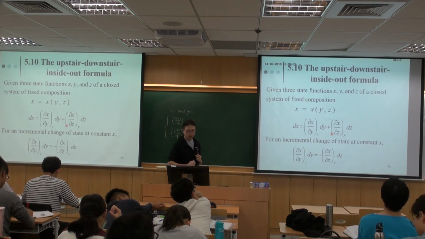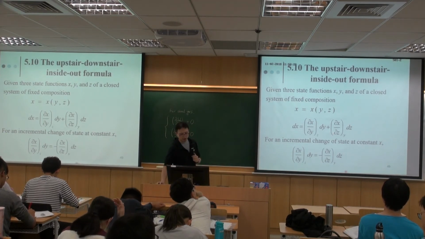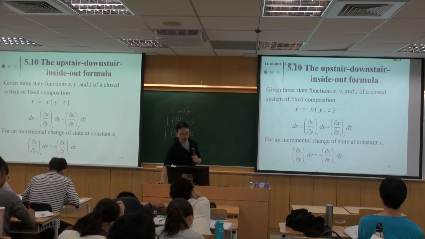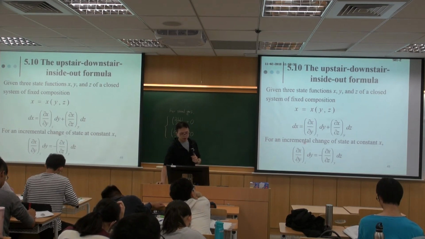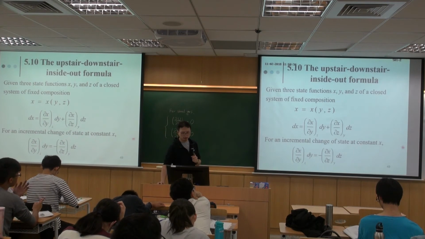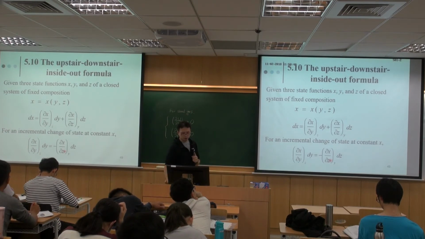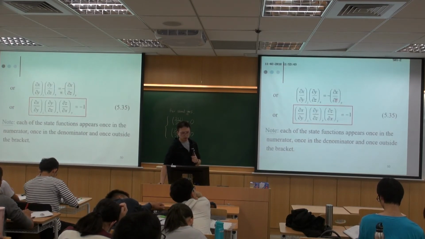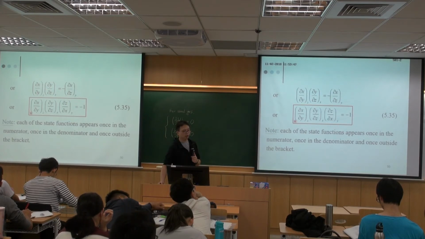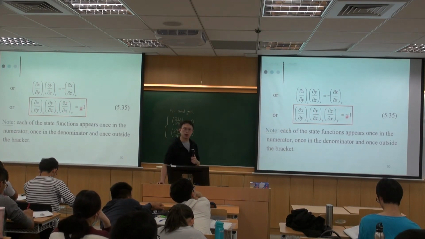And more importantly, this expression over here only will sustain when x is a constant, which means that dx is 0. Okay? If you further move them to one side, you'll arrive at this expression. So partial x, partial y, partial z, partial x, with fixed z, x, y is minus 1.